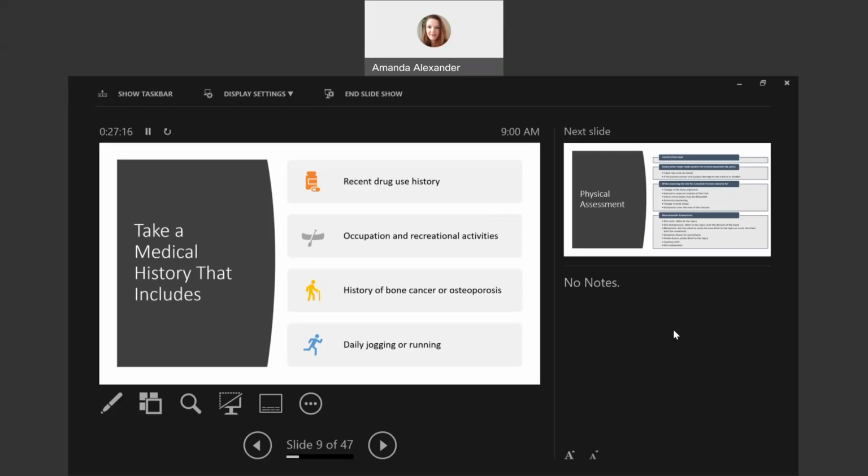History of bone cancer or osteoporosis is also important. These are two things that weaken the bone structure. If a patient has repeated fractures, they may need assistance with devices to help prevent falls or help keep them safe. And just remember that some activities like jogging or running can actually cause fractures such as tib-fib fractures, or shin splints as we sometimes call them. It puts more stress on the hip, knee, and ankle joints. So you may see patients come in with those types of injuries.